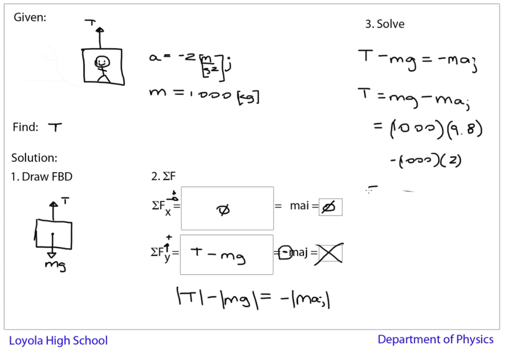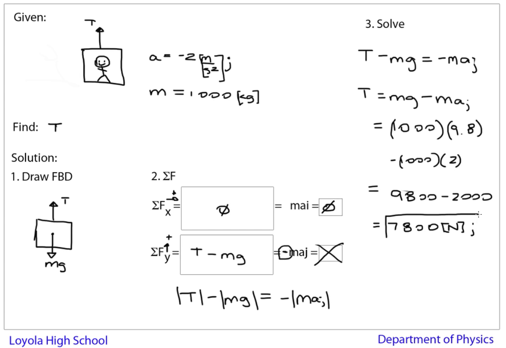If you plug in the numbers here, you get 9,800 minus 2,000. So I get 7,800 newtons. And I get a positive value, which implies up, so that's good. If I get a negative, it would mean down. And I box my answer.